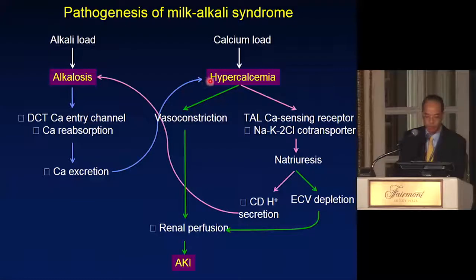And then on top of this, the hypercalcemia causes both a pre-renal picture, so calcium is vasoconstrictive, or actual renal failure from ischemic ATN.